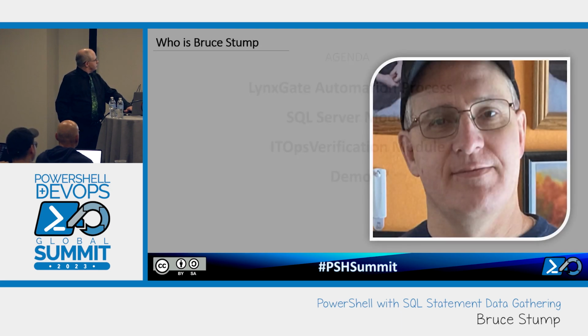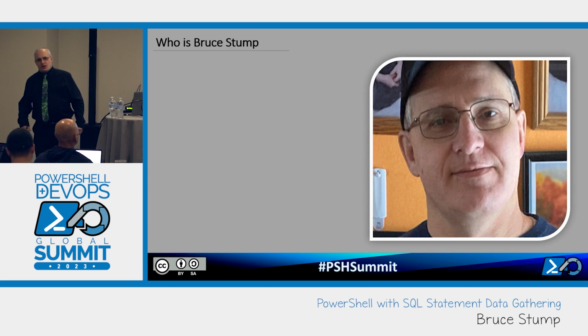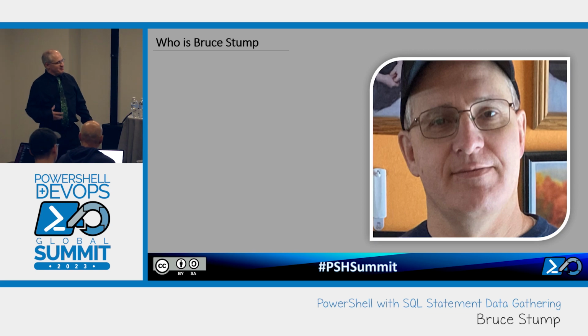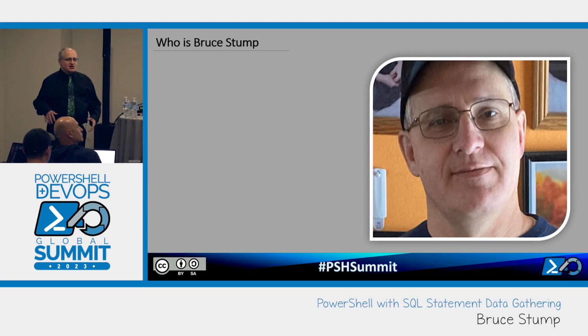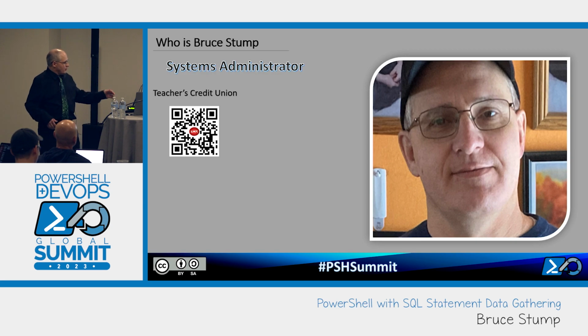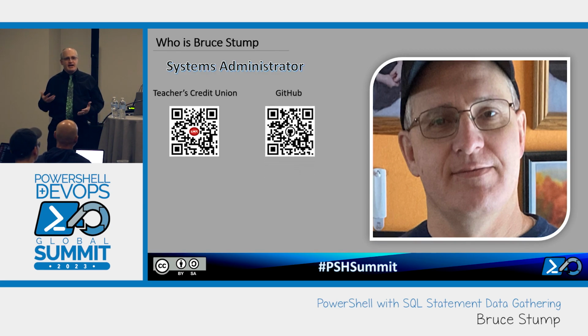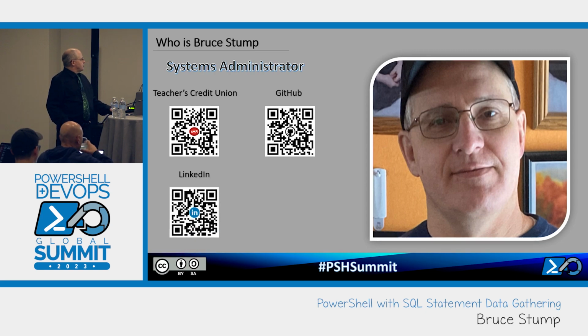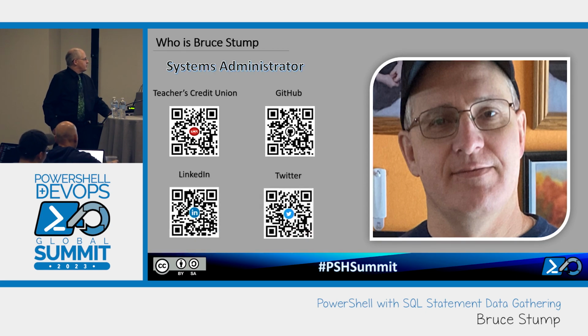And okay, I thought we missed a slide, but there, this is me. So I got a little worried there. I thought we missed something, but this is me. I work at Teachers Credit Union as a system administrator. There's the QR code for Teachers Credit Union. We're a bank that is in the region of Indiana and southern Michigan. So usually if you're not in that area, you may not have heard of us. And there's my LinkedIn QR and my Twitter account.